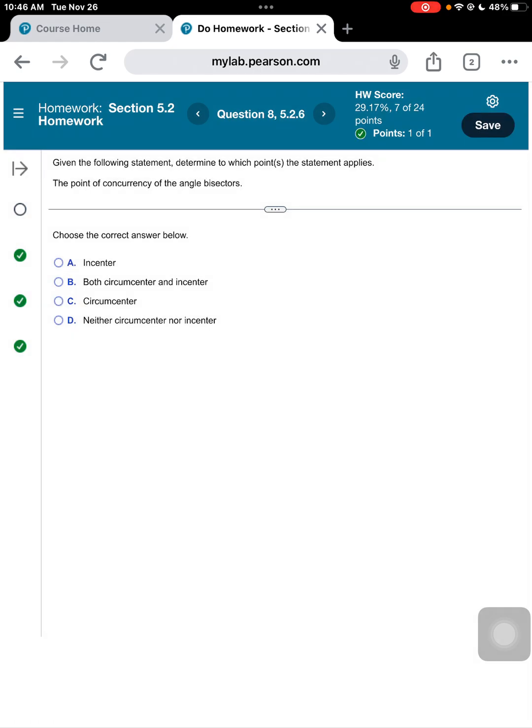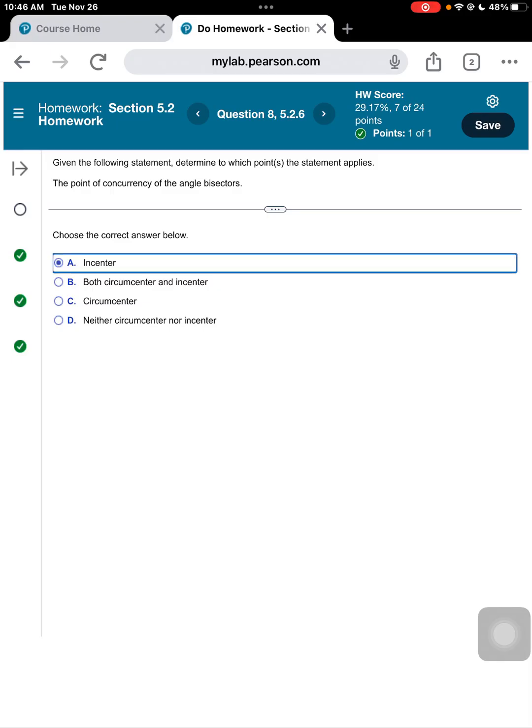The point of concurrency of the angle bisectors is the incenter, right? We know that for circumcenter, your point of concurrency is not where the angle bisectors intersect. Your circumcenter is where the perpendicular bisectors intersect. Your point of concurrency of angle bisectors is your incenter, okay?